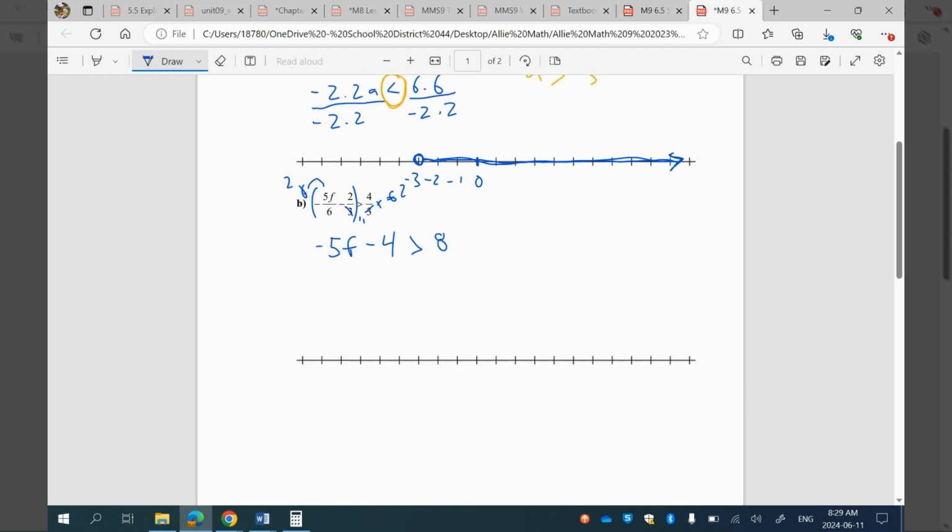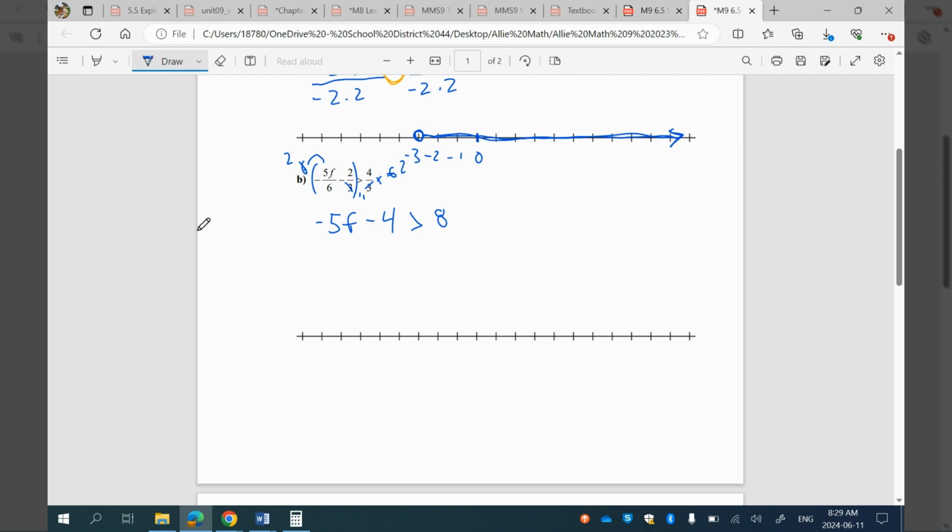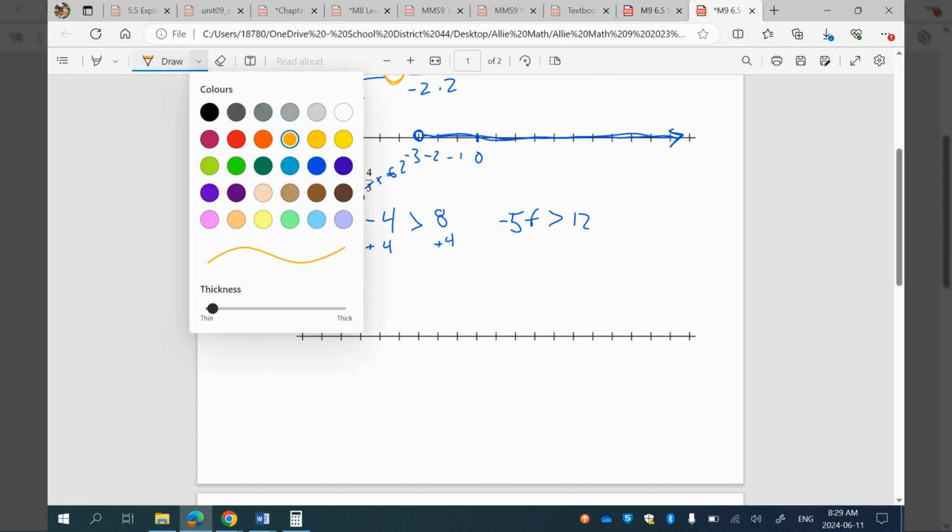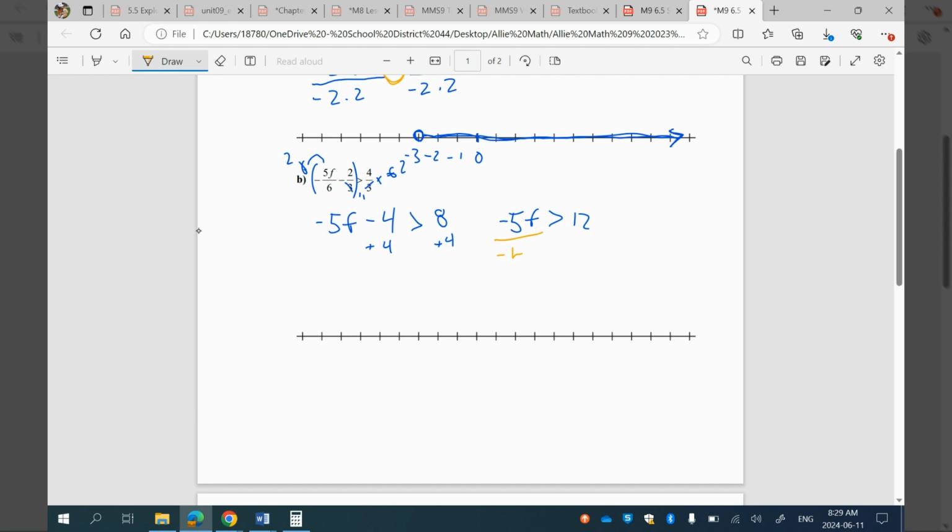And so that's just way easier to look at than all these fractions. If you would like, you can add 2/3 to each side, and then try to deal with it that way. But I think this is a much cleaner version. So now let's get the f by itself. Let's add 4 to each side, and we get negative 5f is greater than 12. And now we're going to divide each side by negative 5.